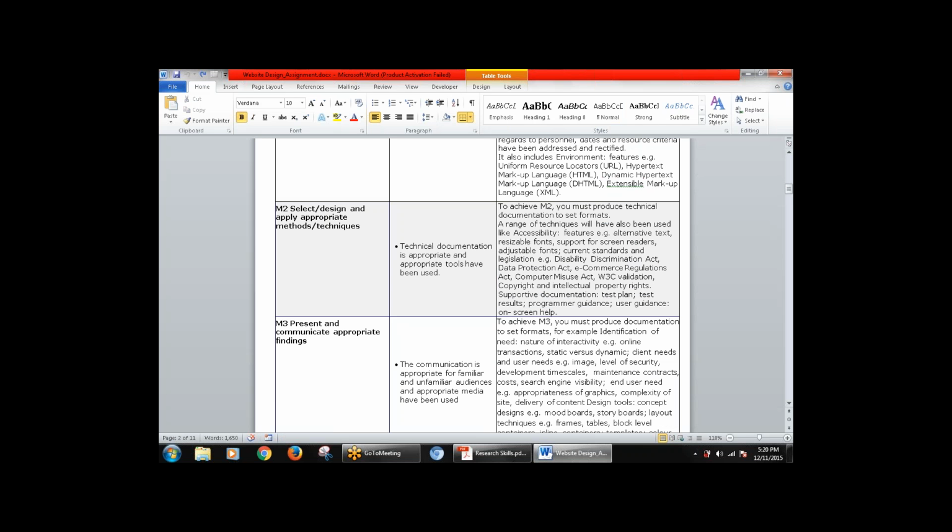Then M3 is present and communicate the appropriate findings. That is how you can present and communicate the appropriate findings that are used in this one. So how do you get to know the appropriate findings? The communication is appropriate for familiar as well as unfamiliar audiences.